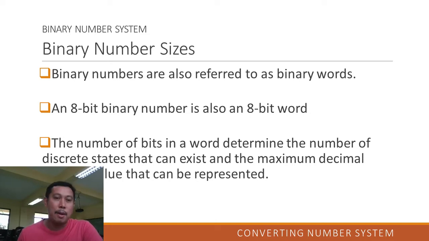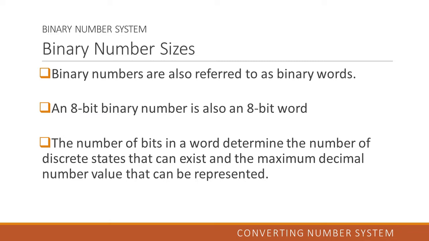Now, an 8-bit number is also an 8-bit word. It does not necessarily mean that the word is composed of a few letters, or a single word that is composed of more letters. The number of bits in a word determines the number of discrete states that can exist and the maximum value that can be represented. So there you have it. Now let's proceed to the next slide.